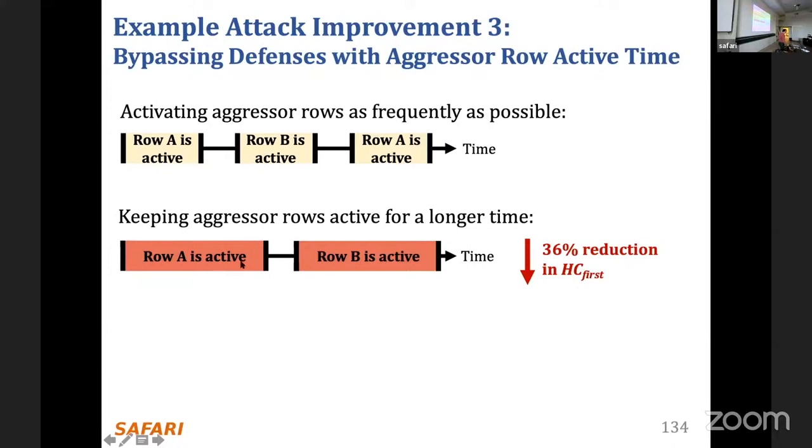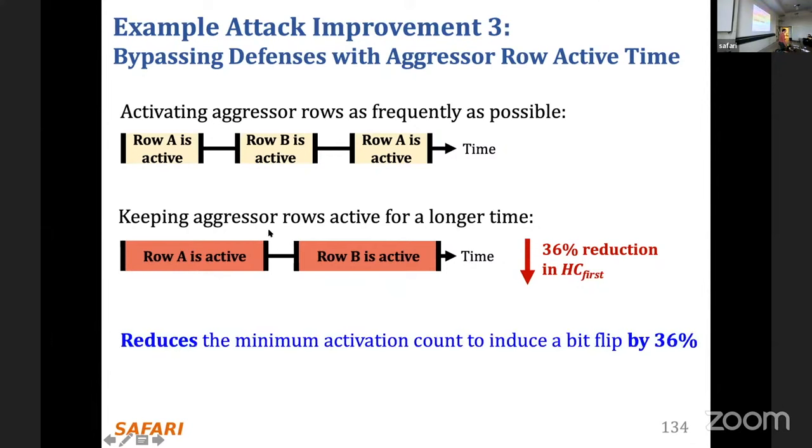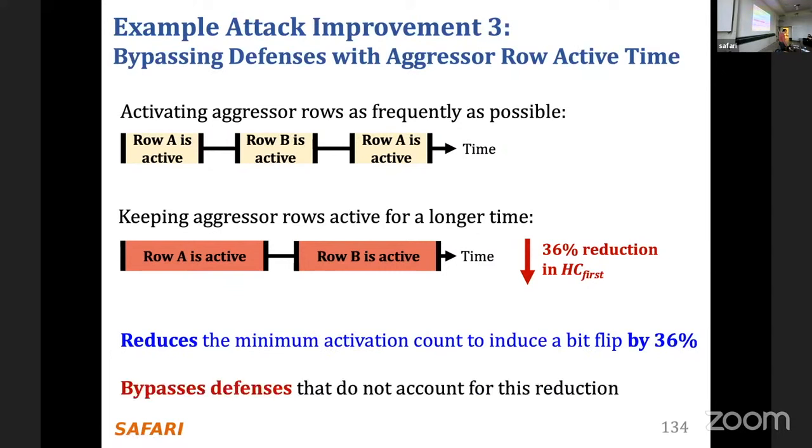Here, we're activating row A for some time, keeping it open for a while, and then waiting after that, we're activating row B. It turns out if you do this, this leads to more bit flips for circuit-level reasons that we briefly mentioned in the paper. So this is a better access pattern for an attacker. So the attacker can actually induce bit flips earlier.